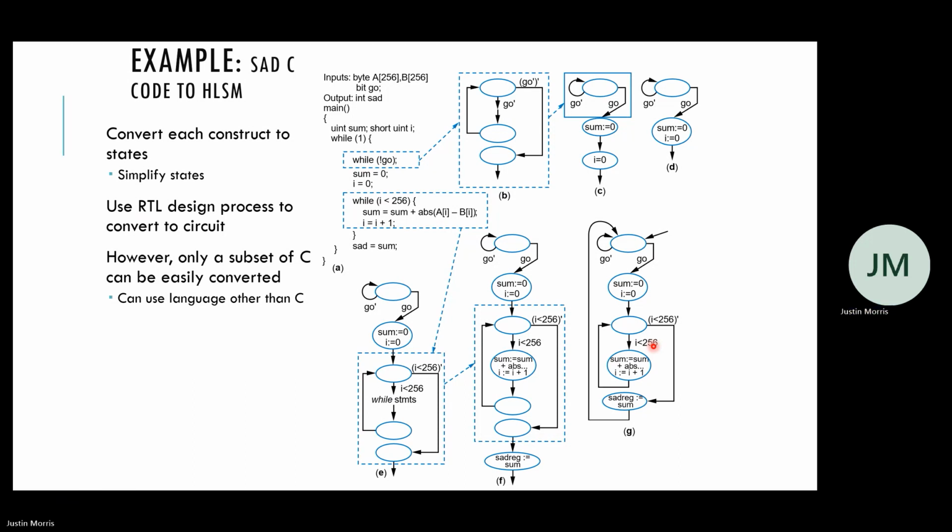Second step is, once I have the data path, once I have all of those new signals, loads, clears, is I less than 256? Next step is, yeah, so you copy paste the high level state machine states and transitions. And then, like you said, you change these statements into the signal names that you created in the data path. And then next step.